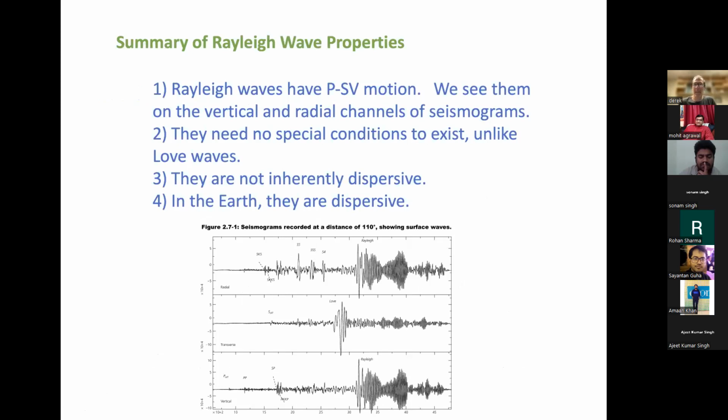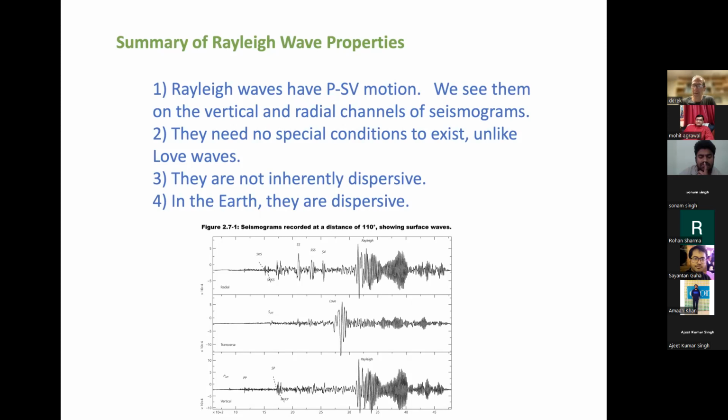So in summary, Rayleigh waves have P and SV motion. We see them on the vertical and radial channels of seismograms. They need no special conditions to exist. Anywhere that there's a free surface, we can get Rayleigh waves. They are not inherently dispersive, which means that Rayleigh waves should, in a simple system, propagate at the same velocity regardless of their wave period.